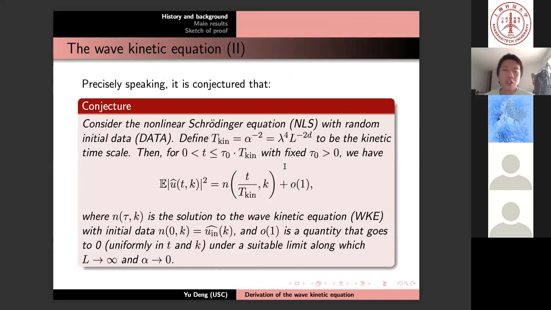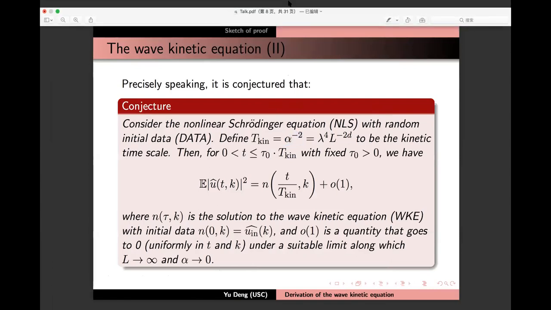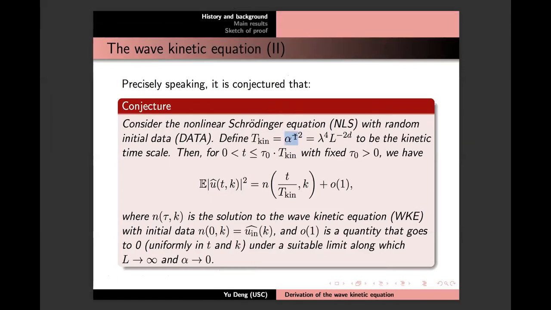Okay, so this is a conjecture that essentially comes from the work of physicists. We consider this Schrodinger equation with this random initial data, say with random phase. Recall that alpha is the size of the nonlinearity. We define this T kinetic, which we call the kinetic time scale, to be alpha to the minus 2, and we'll see how this time scale emerges later on in the heuristic argument, which is equal to lambda to the 4 L minus 2d. We define this to be the kinetic time scale.